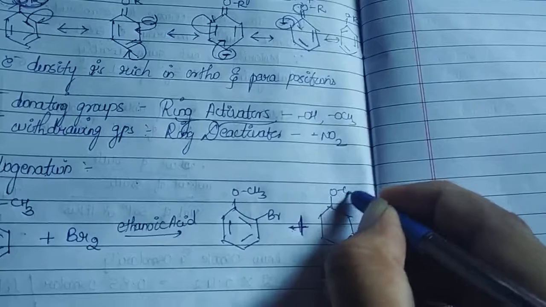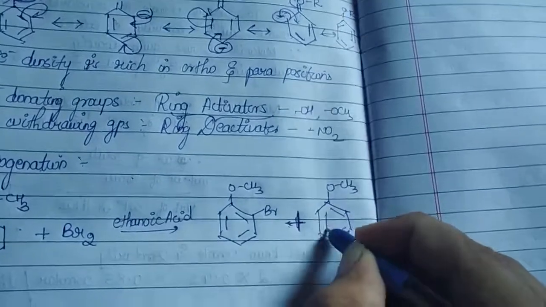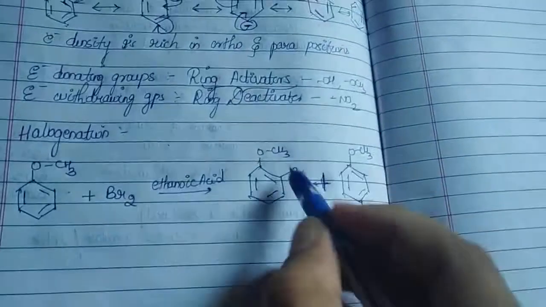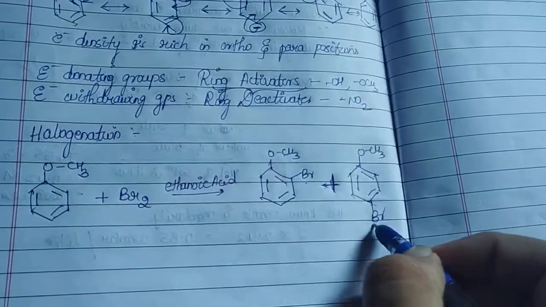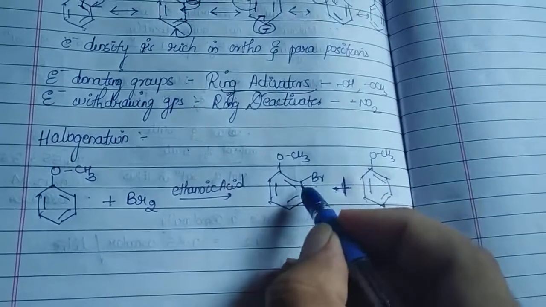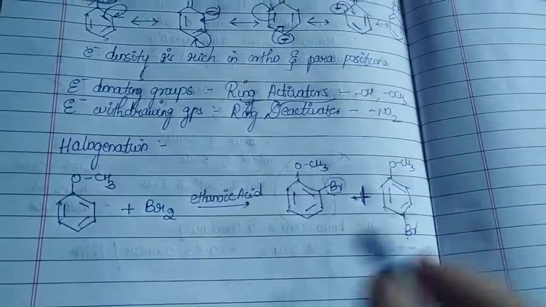So here OCH3, here Br. Okay, so what you are going to get? One is the orthobromoanisole and one more is the parabromoanisole. The ortho position, so orthobromo. The structure again we will write.